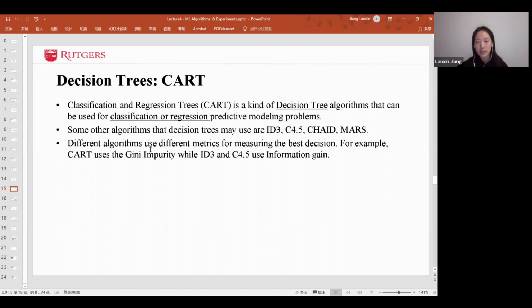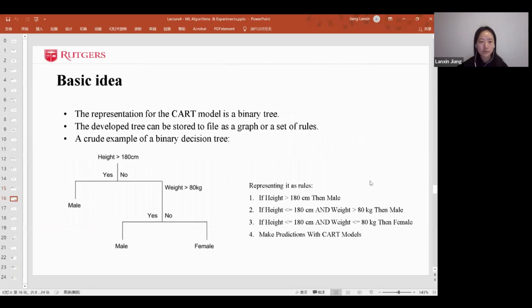And different algorithms actually use different metrics for measuring the performance. For example, the CART uses the Gini impurity, and the ID3 and C4.5 use the information gain. I won't go into detail here. And the basic idea of the CART is actually we can represent the model using a binary tree, meaning that at one node, we can present a condition. If the condition is met, we go to one branch. If it's not met, we go to another branch. So that is called a binary tree.